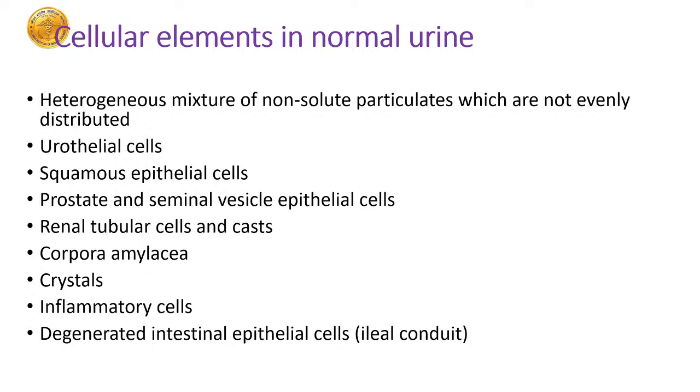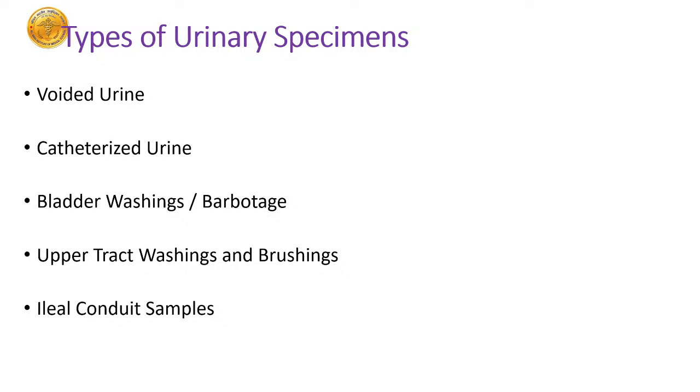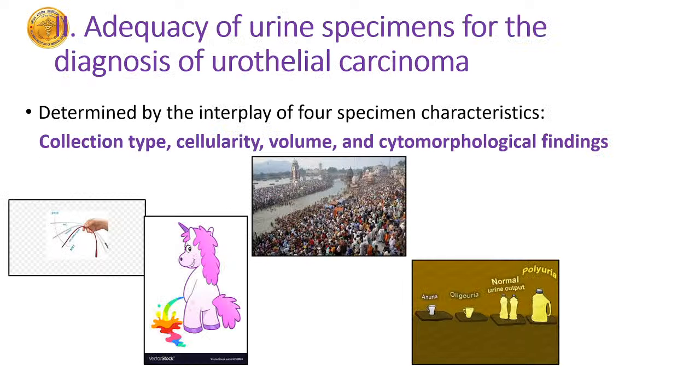You might have renal tubular epithelial cells, crystals, inflammatory cells, and cells from the neobladder or the ileal conduit. Next slide, please. So just a few, as we've already covered this, what are the types of urinary specimens we get? We get voided urine, catheterized urine, washings from the cystoscopy. This is called barbotage. Upper urinary tract washings when we put in a ureteroscope, and ileal conduit or neobladder specimens.